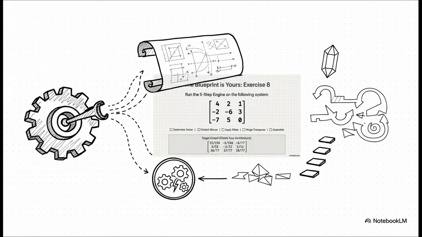So there you have it. We've taken the whole process apart and built an inverse from the ground up. And now the blueprint is yours. Here's a brand new system for you to tackle. You've got the 5-step checklist: get the scalar, extract the minors, apply the mask, do the transpose, and assemble it all. Run this matrix through the engine and see what you come up with.